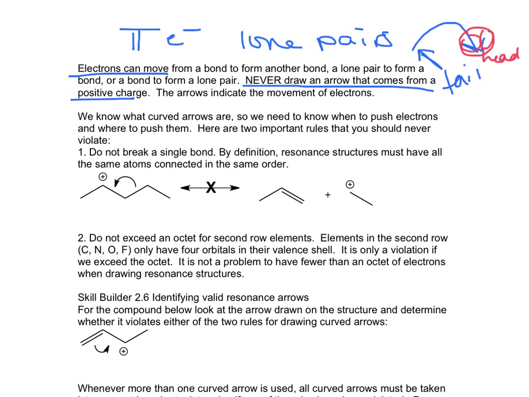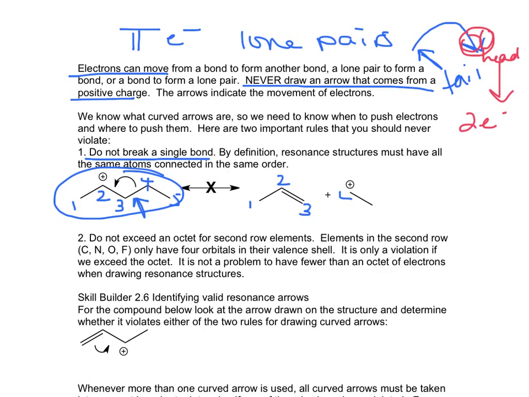And the two hooks mean two electrons. So there are certain rules that we have to follow when drawing curved arrows and resonance structures. We are not going to break any single bonds. So what this structure is showing you is that, when you take the electrons, let me number the carbons, from the bond between carbon 3 and 4, you break that bond. And that is not allowed in drawing resonance.